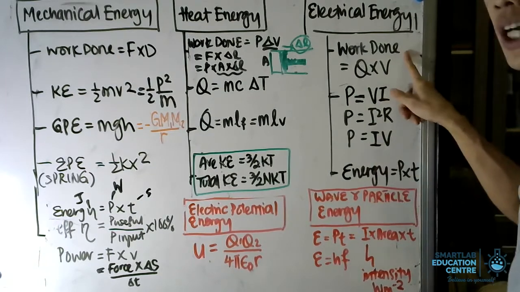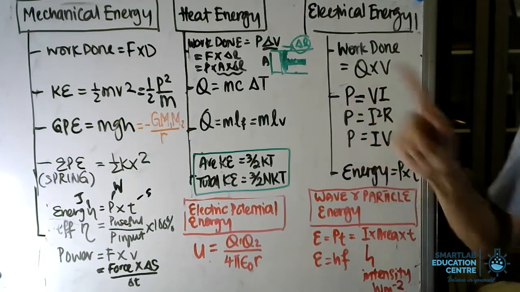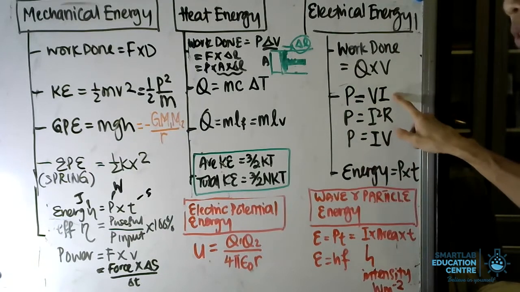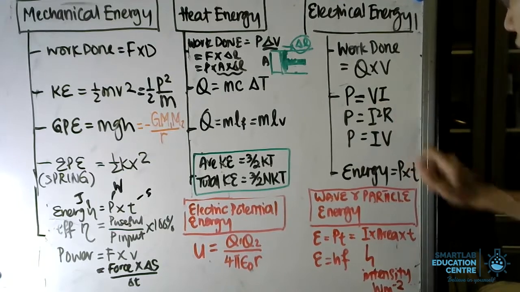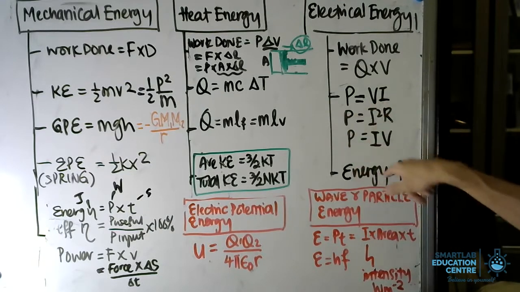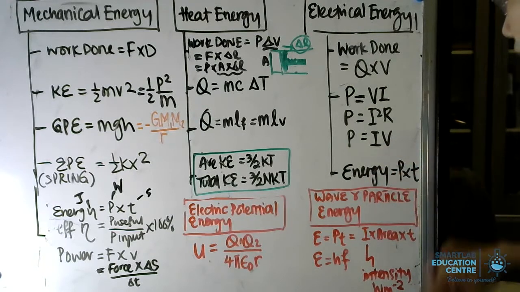Work done by a charge is equal to the charge multiplied by the potential difference that the charge has moved across the 2 points. Power is equal to VI, otherwise I squared R, IV, and energy is equal to power times time, which means that electrical energy could actually be calculated using VIt or IVt rather.